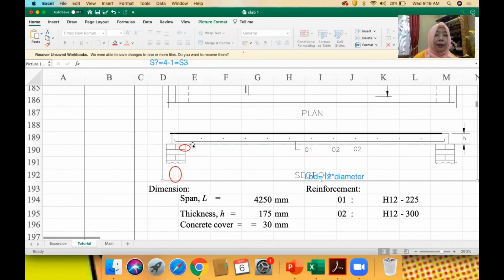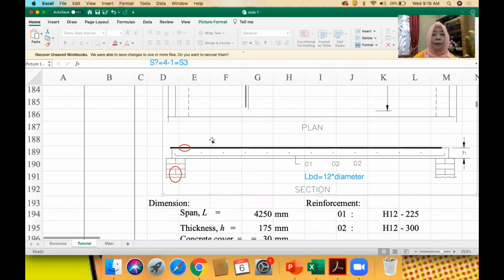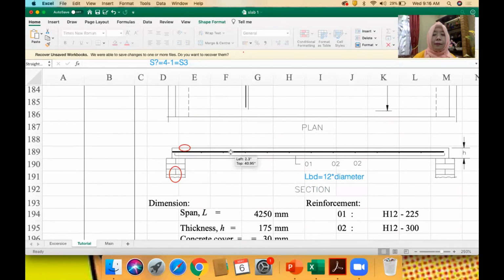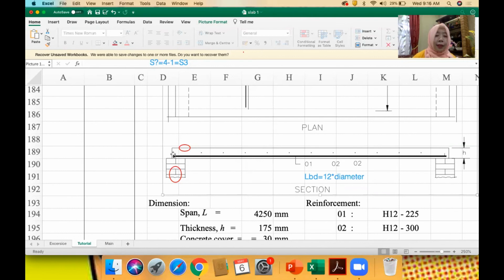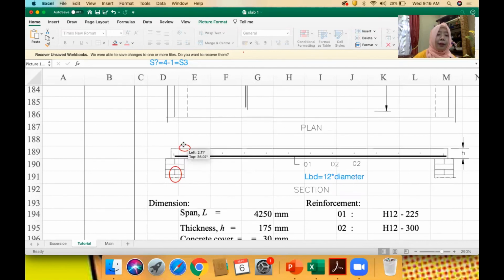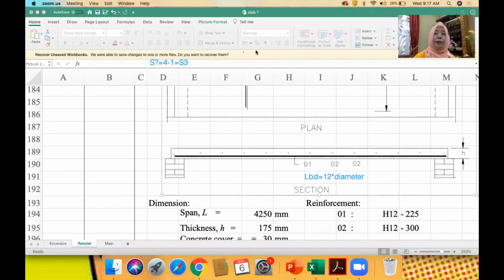Therefore, in your design, the steel here, you can see the hoop here, the bend is 12 diameter. 12 times 12, 144 millimeter, must be bent up here to provide the bond between the concrete and the steel.